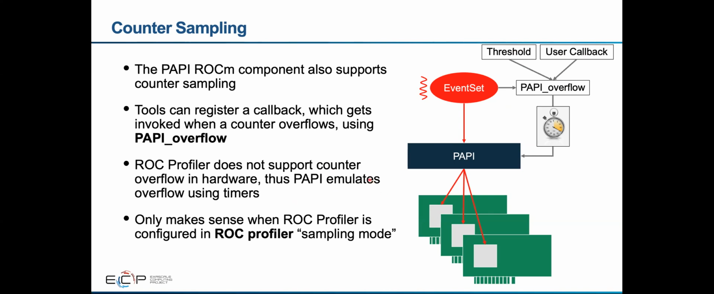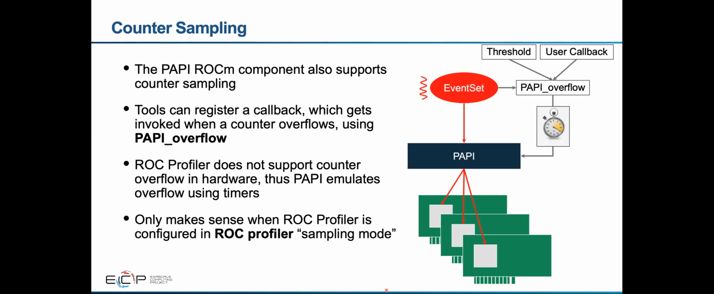The problem is that ROC profiler itself does not support overflow in hardware. So PAPI has to emulate overflow in software using high precision timers. When PAPI registers timers that expire, let's say, every 100 microseconds, PAPI reads the overflow counter. It checks the value of the counter against the threshold. And if the counter overflows, PAPI calls the user callbacks. Once again, users have to keep in mind the profiling semantics being used.